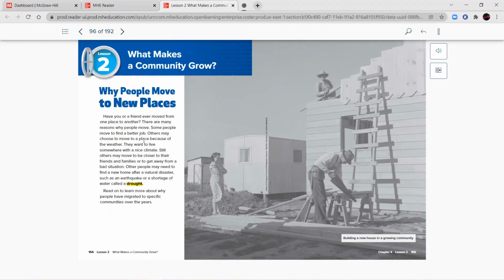Some people move to find a better job. Others may choose to move to a place because of the weather. They want to live somewhere with a nice climate. Still, others move to be closer to their friends and families or to get away from a bad situation.